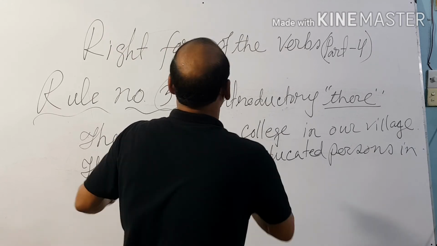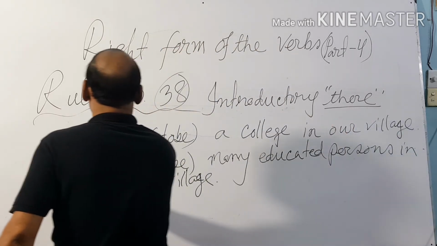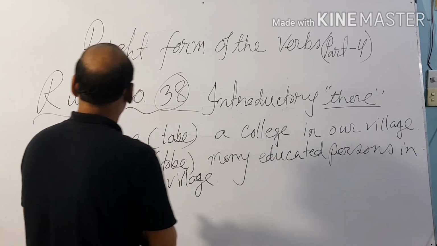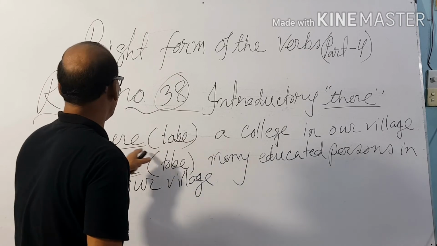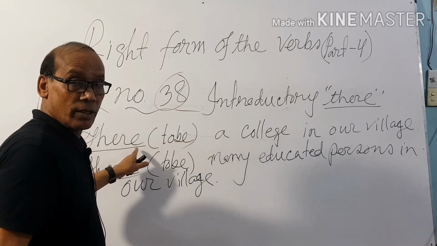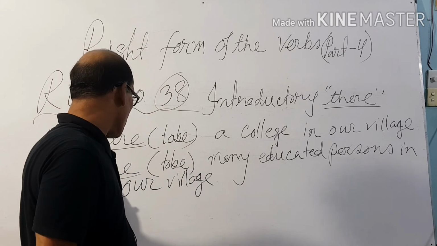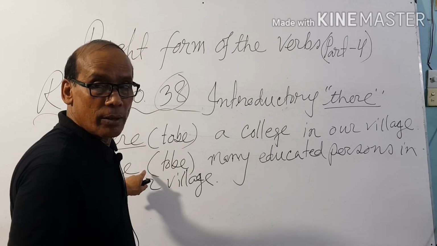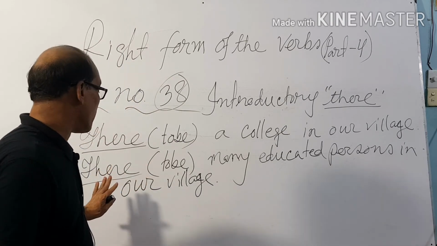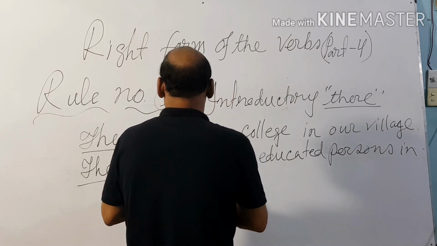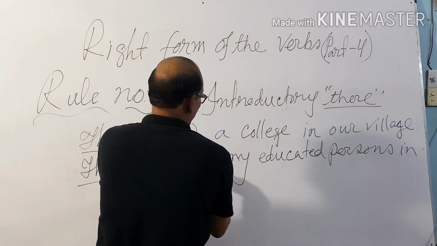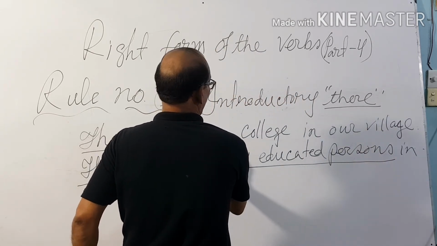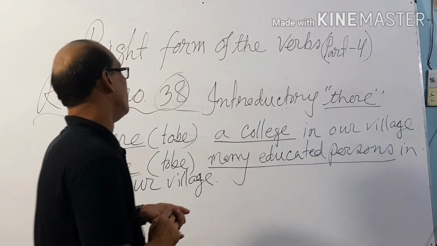Dear learners, you see the introductory "there". Here is "there". Here is another "there". Though "there" in this sentence has been used at the beginning of the sentence, it doesn't mean that it is the subject. In the same way, "there" in the lower sentence has been used at the beginning. That is not the subject. But which one is the subject? The subject is here after the verb, "many educated persons", and in the upper sentence, "a college" is the subject.